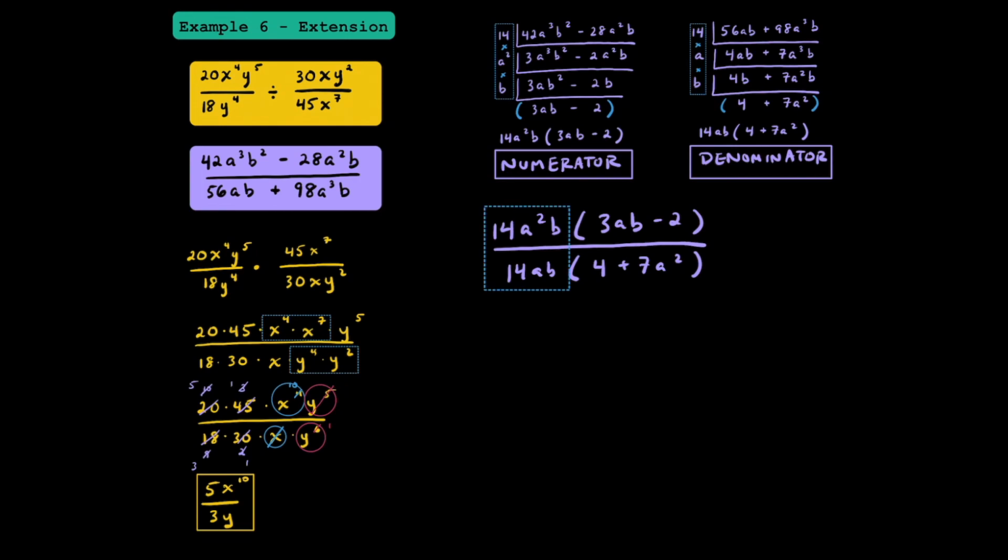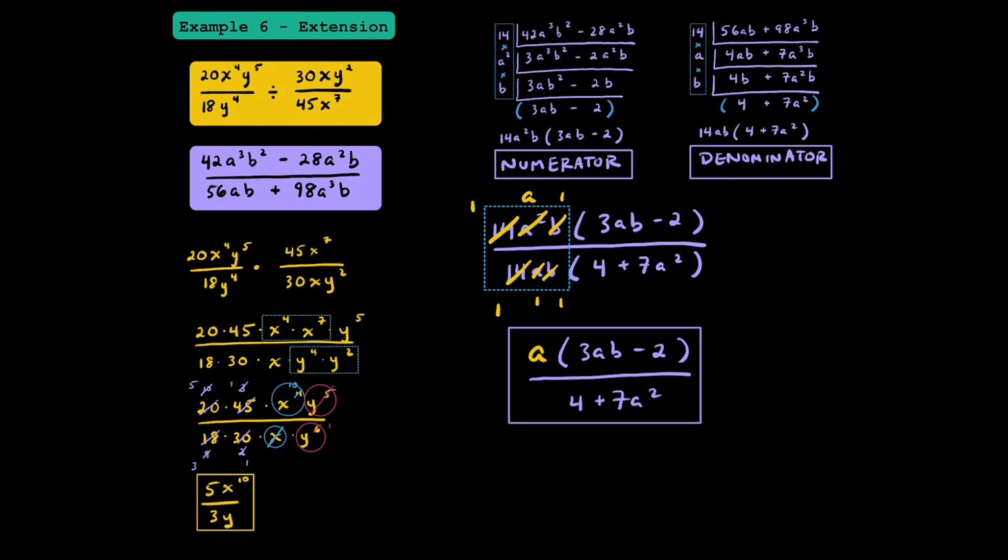While we can't cross-cancel sums and differences, we can cross-cancel products. Here we can see that 14 and 14 can cross-cancel to make 1 and 1, a squared and a can cross-cancel to just make a and 1, and the b's can cross-cancel to make 1 and 1. 1 times a times 1 is going to be a on top, times the quantity 3ab minus 2, and 1 times 1 times 1 on bottom is just going to be 1, so we're just going to be left with 4 plus 7a squared on the denominator. This would be the most simplified version of this expression.